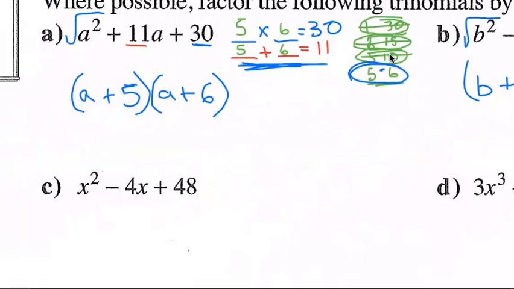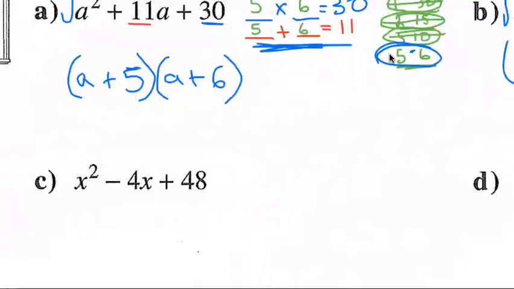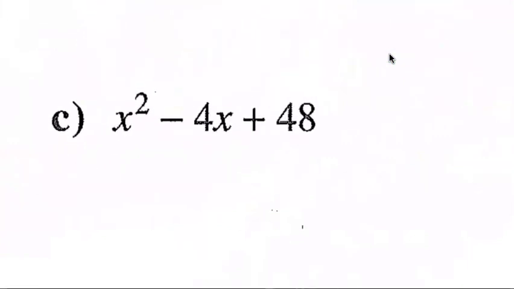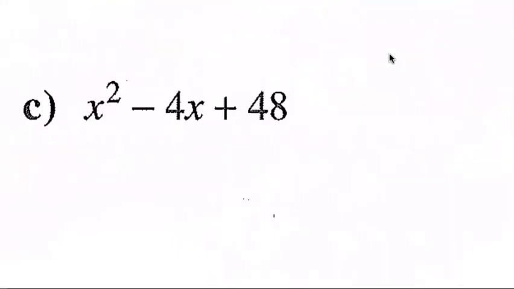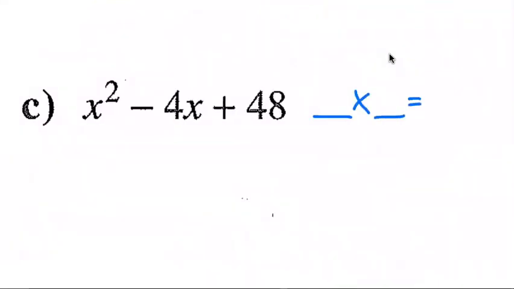Question C, x squared minus 4x plus 48. So I'm going to say, well, there's no greatest common factor. There's no x's in all the terms, and there's no number with the x squared, so I can't take out a greatest common factor. I'm going to look for two numbers that multiply together to give 48.